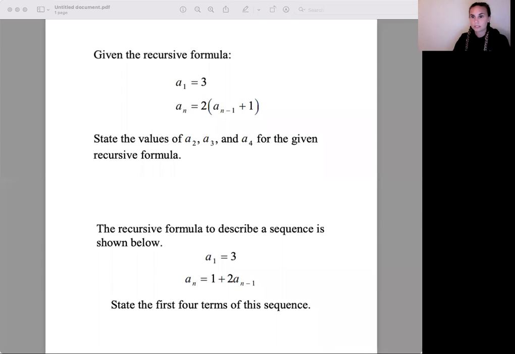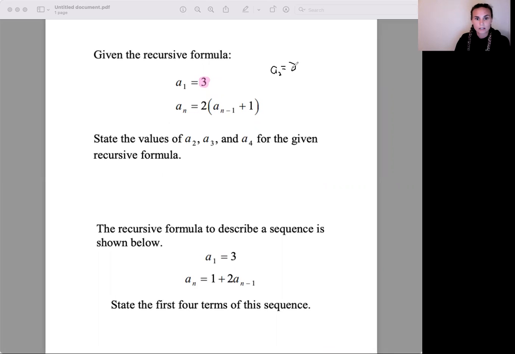So the first thing we notice, hopefully, is that they give us the first term. The way we say this is a sub 1, or just the first term of the sequence. So the first term of the sequence is 3. That's all we need to know. And of course, we need to know the formula. It asks us to find a sub 2, a sub 3, and a sub 4. So we can go right ahead and find a sub 2 because we have all the information we need.